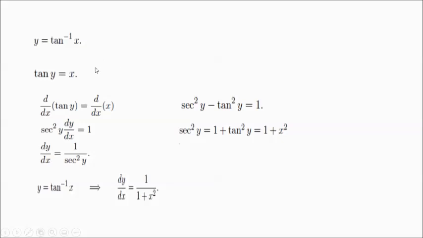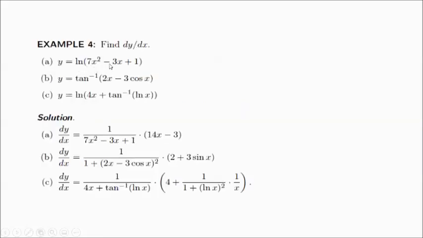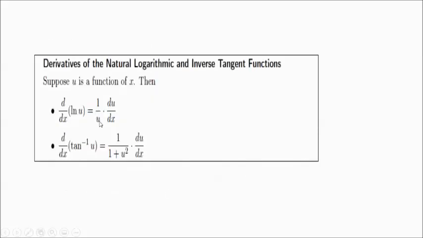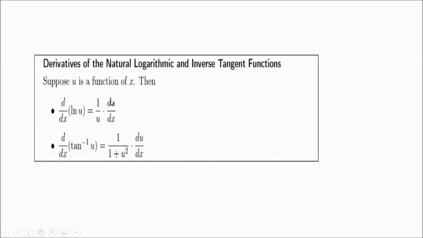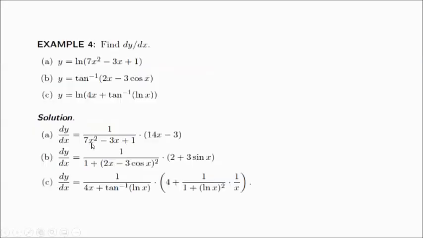Anyway, may example tayo dito. We have this, let's say, ln nito. So from the formula, 1 over u, class. So ito yung u, di ba? From the formula, just follow it. So 1 is constant. 1 over u, which is yung function mo. So copy mo lang yan. So yung ano lang dito is just multiply yung derivative ng denominator. So derivative nito is 14x minus 3.